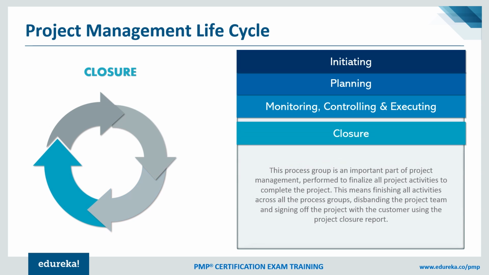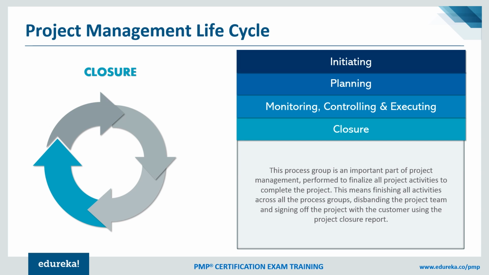And last but not least is closure, wherein we do a formal closure of our project, including procurement and all other activities. This generally happens in three situations. First, when the project is coming to an end, which I would call a normal closure. Second, when a phase is coming to an end. And third, when the project is getting terminated in between. Then also we have to come to this situation.